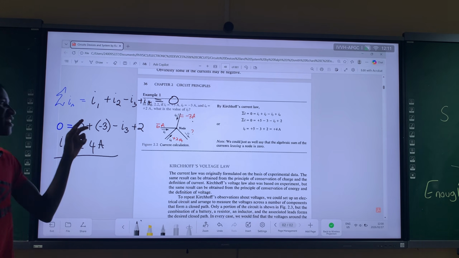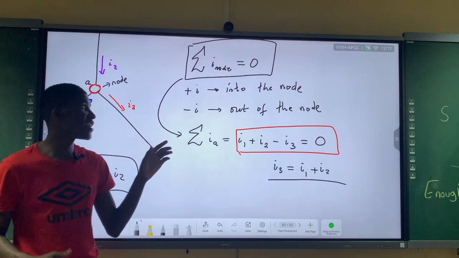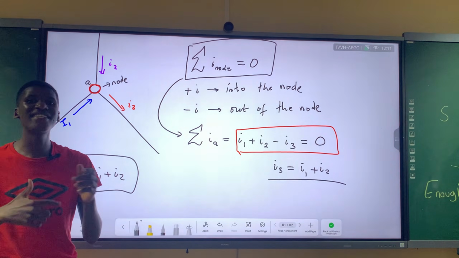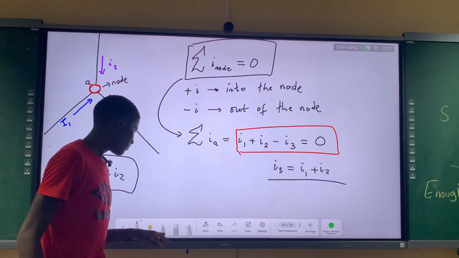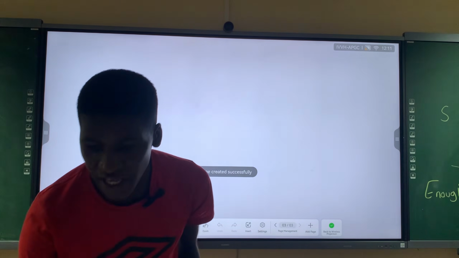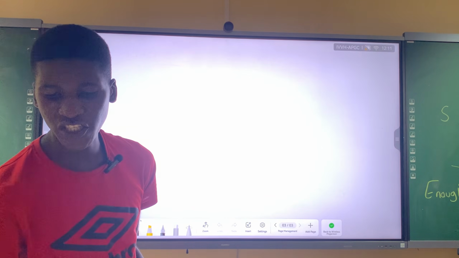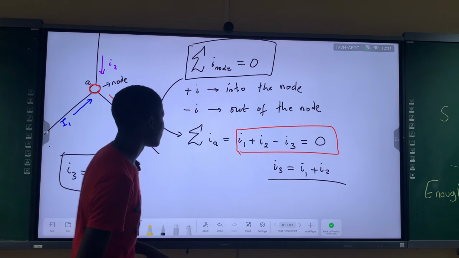So Kirchhoff's law, you just need to master when the current is entering into the node, assign it a positive sign. When it's leaving, assign a negative. So that's it in a simple way. But let's look at the voltage law now, so that we can start doing our real circuit problems.